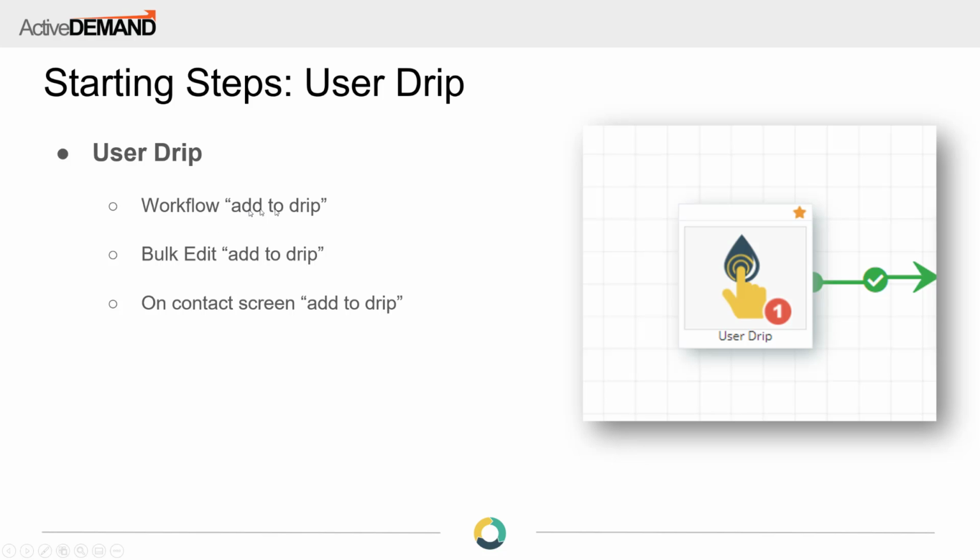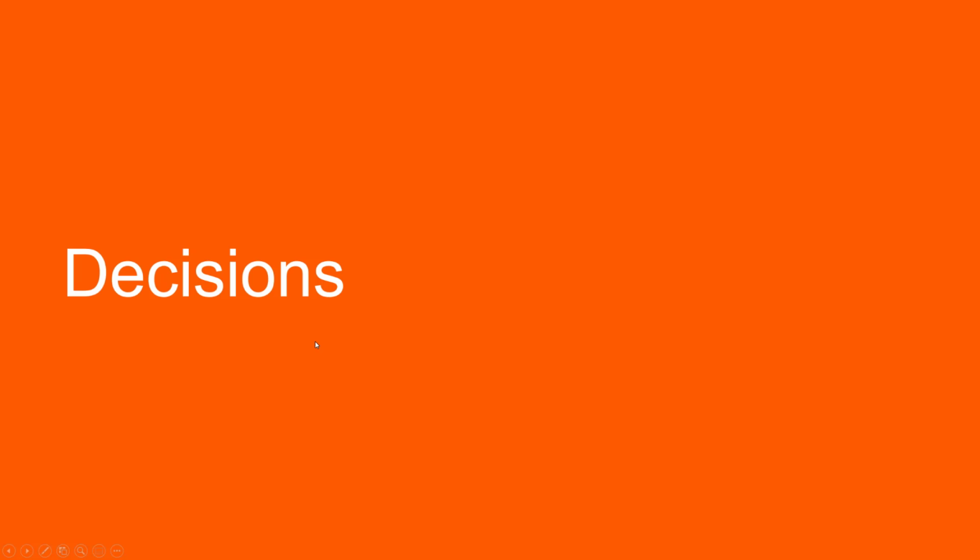Again, there is a workflow action to add people that match some criteria, and that workflow element is add to drip. So that's how we get people into the workflow.